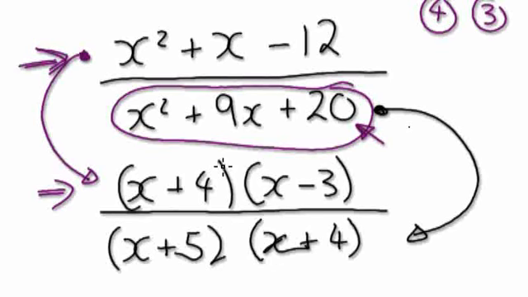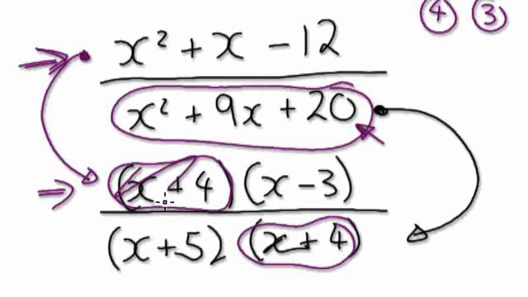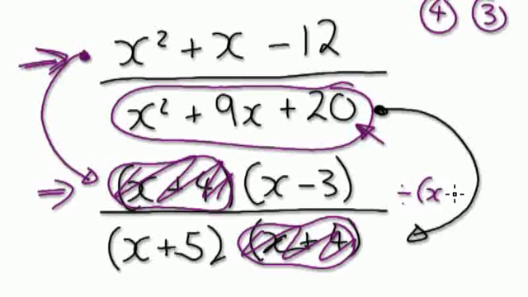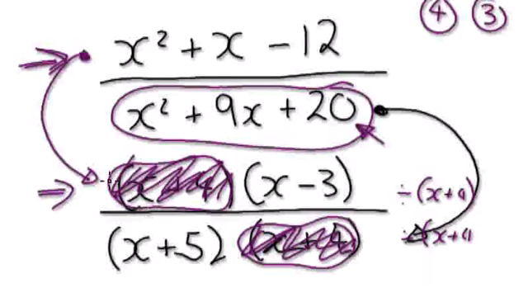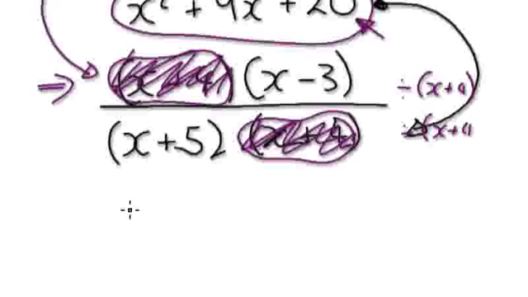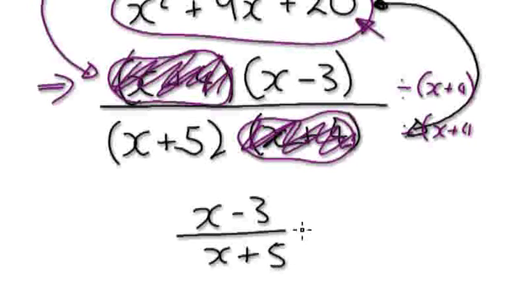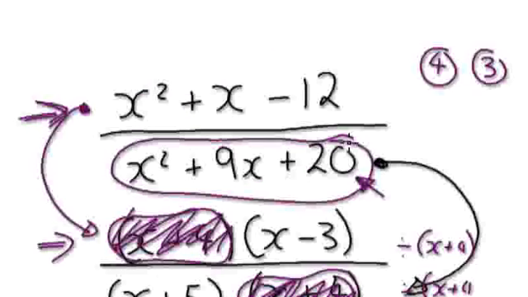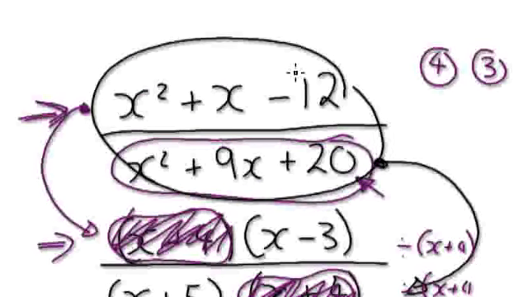Now it turns out that this bubble here is exactly the same as this bubble here, so you can cancel this bit out. You can divide top and bottom by x plus 4. So in effect, you are killing off the two bubbles here. They kill off each other, leaving you x minus 3 over x plus 5. So you see this fraction is a lot simpler than the one up here, because we factorize, and then somehow things neatly cancel each other out.